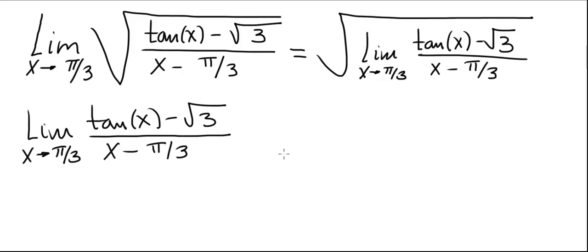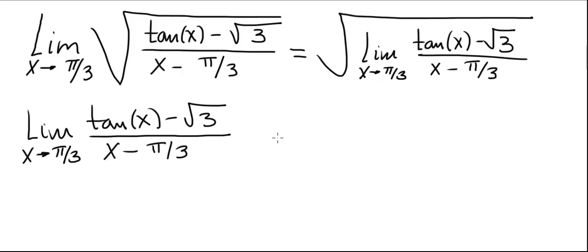At this point, we have not learned differentiation. We'll revisit this problem again when we do, and we'll see that it's easier to solve it using differentiation. But at this point, we can't do that. So we're going to use trig identities and some other things to evaluate this limit.